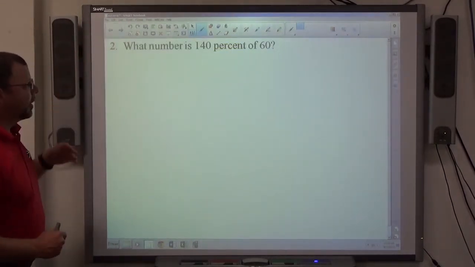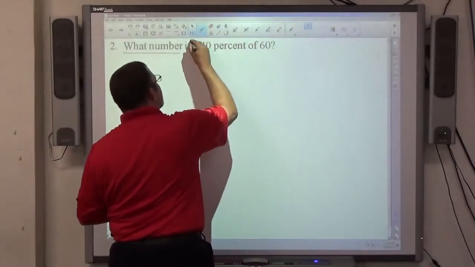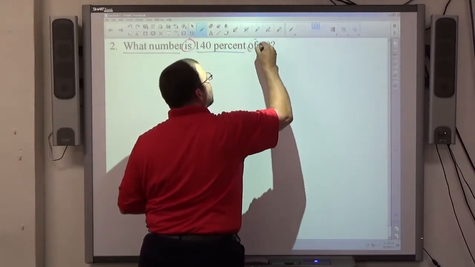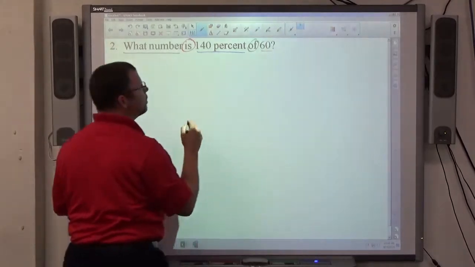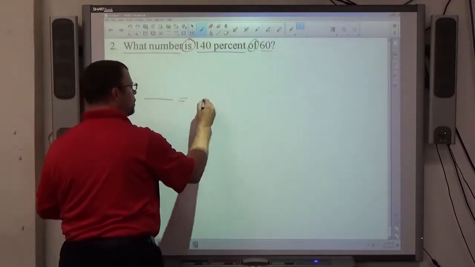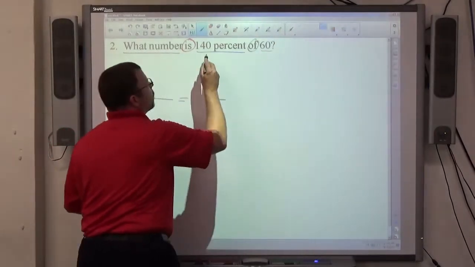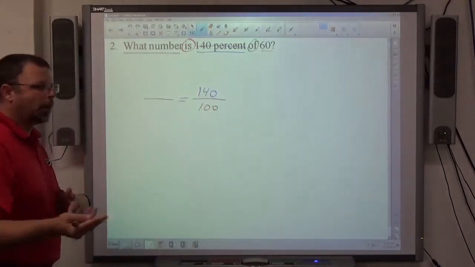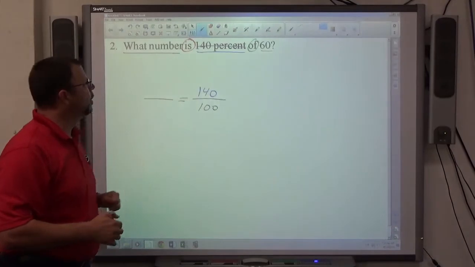Problem 2, again, same exact structure. What number is 140% of 60? So I see a percent proportion going on here, so I set it up. Always put the percent first, so 140% goes over 100. It doesn't matter if it's above 100%, below 100%. If it says something percent of, percent goes over 100.